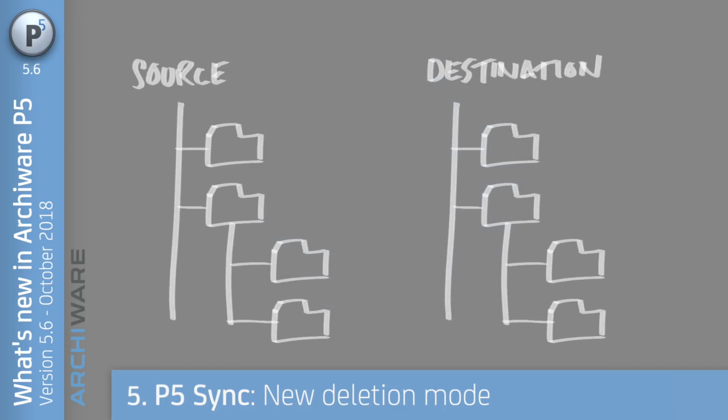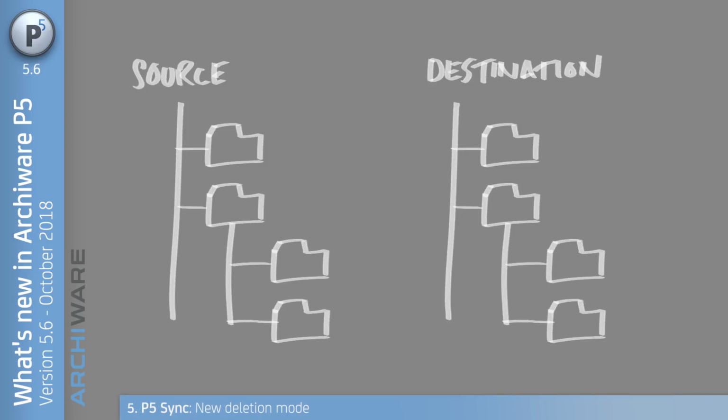So let's take a look at an example of a synchronization between a source and a destination, so we can see how the two delete modes work. On the left hand side, this is my source data. I'm just indicating here that there are some new files in the first two folders that need to be copied across, and then further down the tree we have a couple of folders where there are files that need to be deleted.